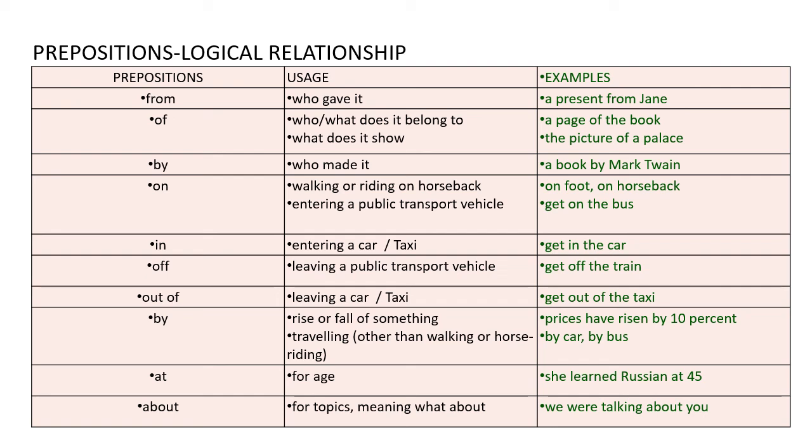At is used to denote age, like she learned Russian at 45. About. About is used to indicate or to say about topics, meaning about what. For example, we were talking about you.